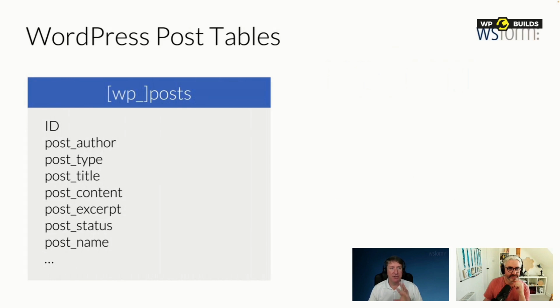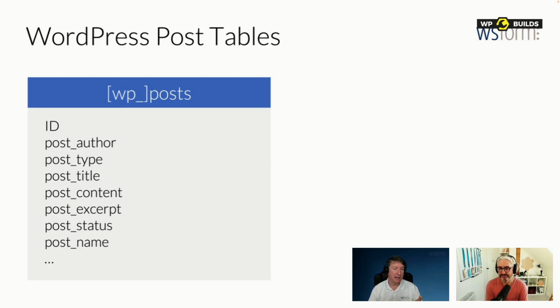So there are 2 tables in WordPress that are used to store posts. One is called WP_post. I've put the WP underscore in square brackets on purpose, because sometimes that database prefix can be different. Your hosting provider may have changed that, but usually it's WP_post. And the different fields in that table for storing those posts are anything from the ID, which is a unique identifier, the post author, which is the person that authored that post, the post type, which is the type of post, and we'll come on to that in a moment.